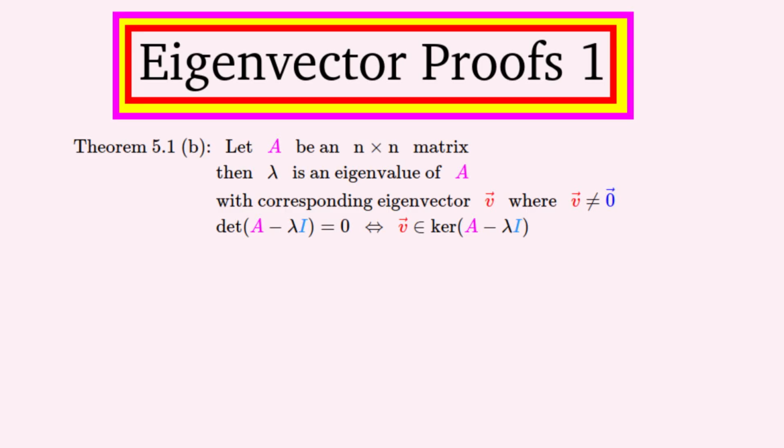In this video we'll prove this theorem about eigenvectors and eigenvalues: that this determinant is equal to 0 if and only if this eigenvector of A is in this kernel, and this eigenvector has to be non-zero. I decided to call this playlist Eigenvector Proofs rather than Eigenvalue Proofs, because eigenvectors are the more fundamental quantity and define what eigenvalues are, despite eigenvalues being easier to find.